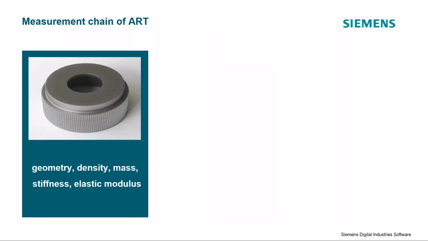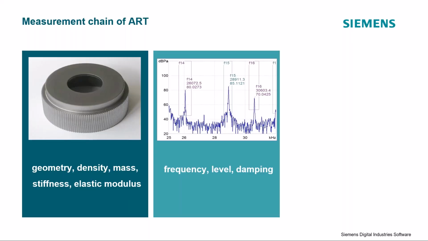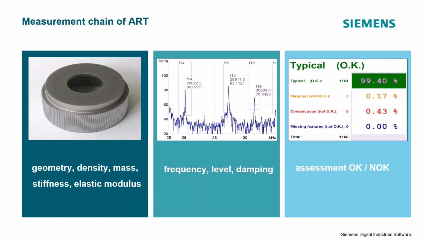Well, a part has a certain geometry, density, mass, stiffness, elastic modulus, and all these physical properties have an influence on the resonance frequencies. So if you change any of these, we will see the change, and defects are likely to change this. And then we get the frequency of these resonance frequencies, their level, their amplitude, and if necessary or useful, the damping, the time behavior, the attenuation. And from these numbers, we get an assessment of whether it's an okay part or if it should be sorted out. A little bit more into detail in practice.